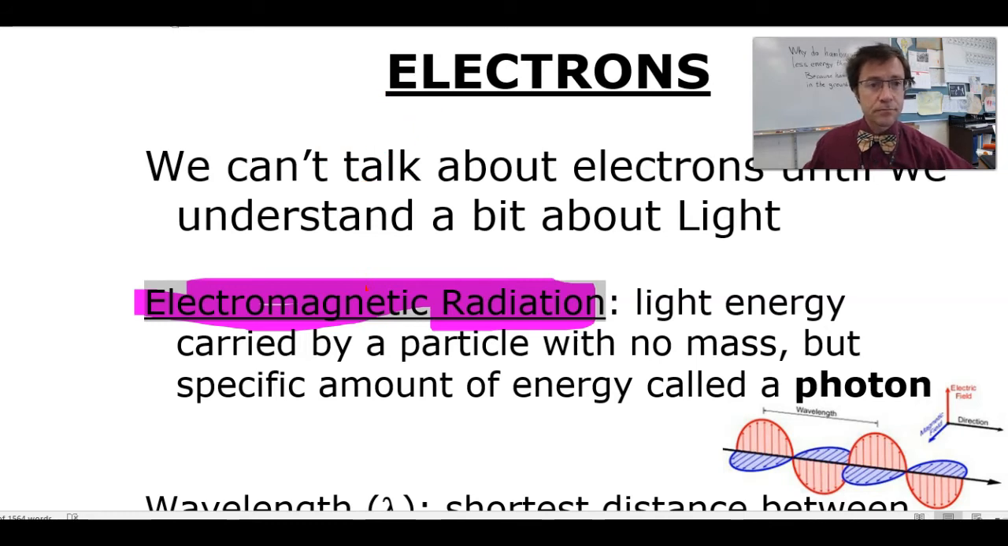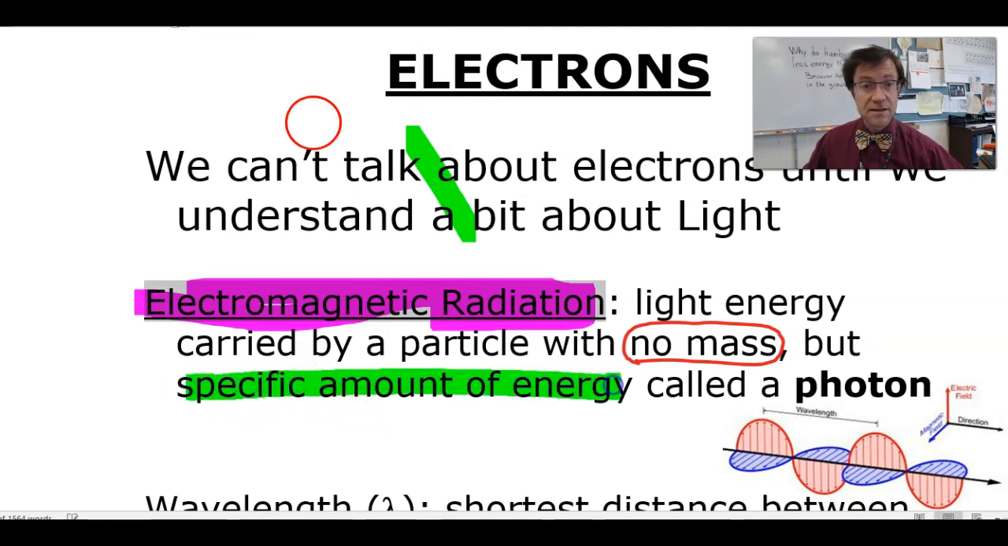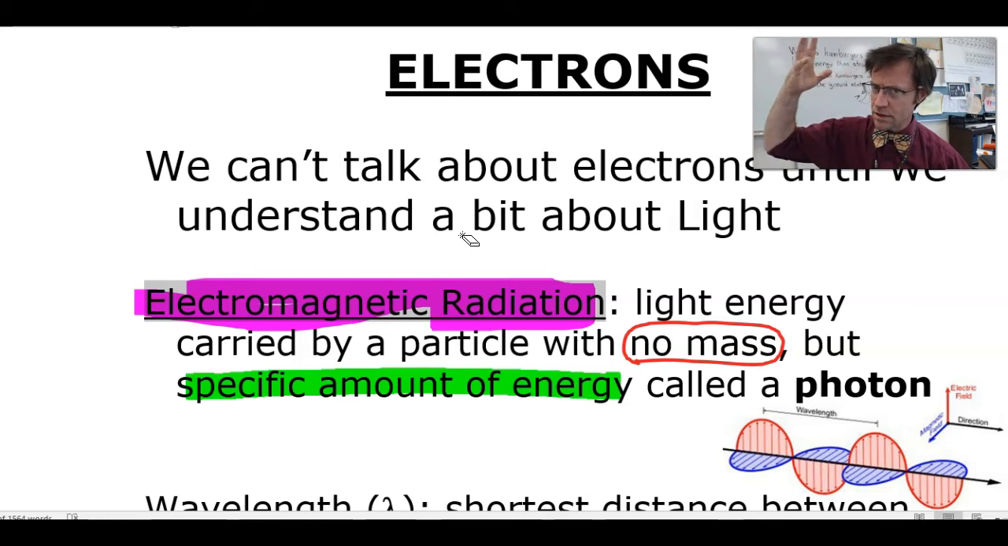And light is basically energy. Light is energy that's carried by a particle. Now here's the deal: it has no mass, but super important, it has a specific amount of energy. This little thing is called a photon. So light has no mass, which is good because it hits us at the speed of light, which would be really painful, but it does have energy. This is really important to know: a photon is a particle that has energy.